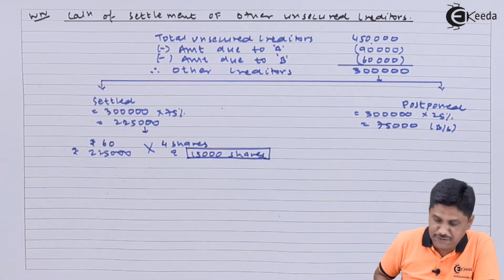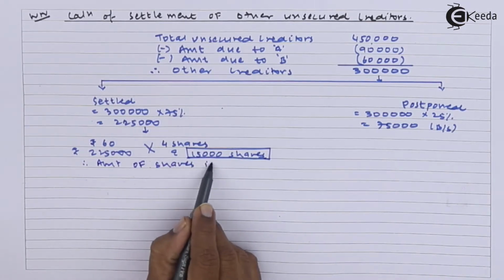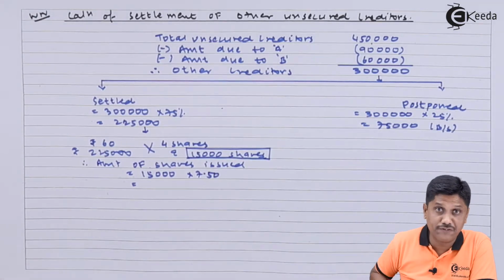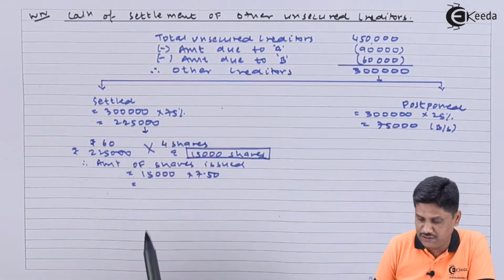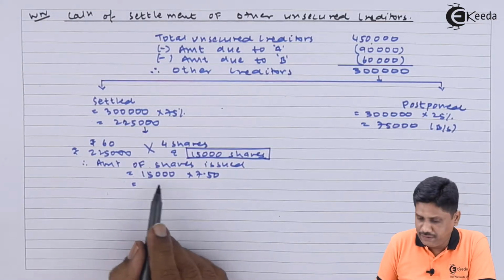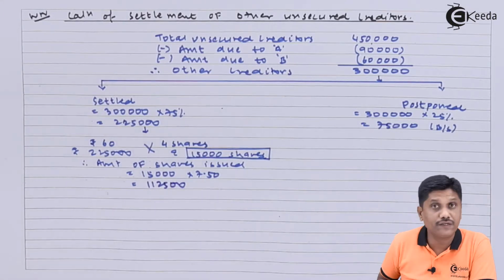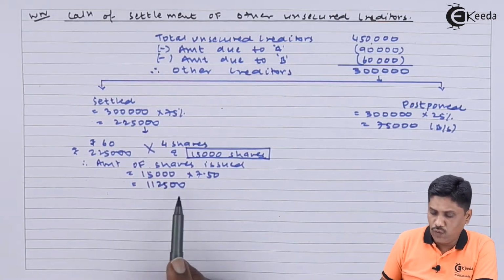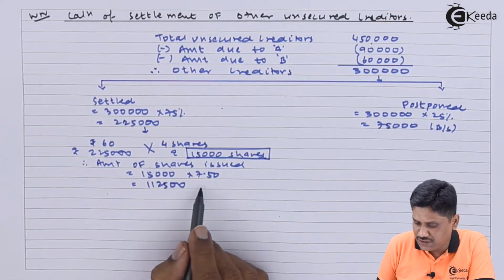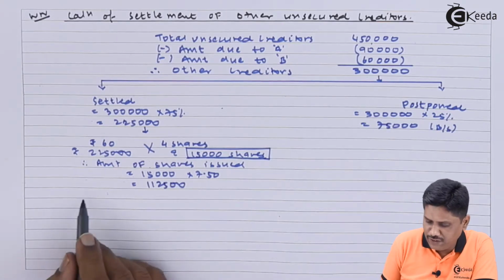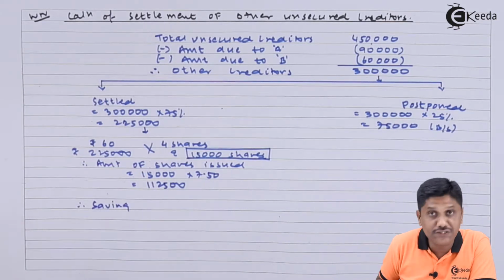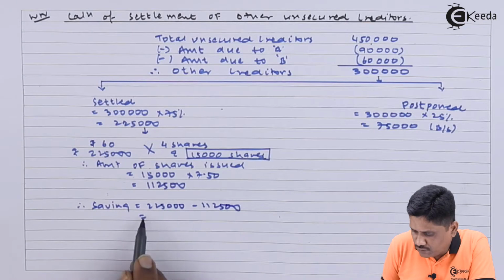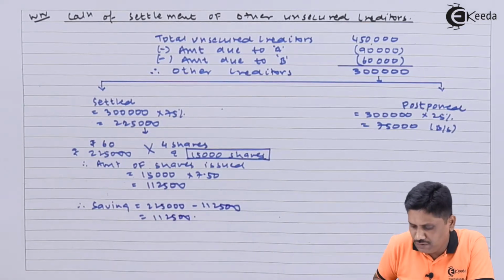So the amount which is settled by way of shares, rather the amount of shares which are given in settlement of 2,25,000, is 15,000 multiplied by 7.5, which is 1,12,500. So you can notice, student, in order to settle 2,25,000, we are giving shares worth rupees 1,12,500. So goes without saying, the amount of shares issued is 1,12,500. Therefore, the saving which is transferred to capital reduction is equal to 2,25,000 minus 1,12,500, which is 1,12,500. So this will transfer to capital reduction.